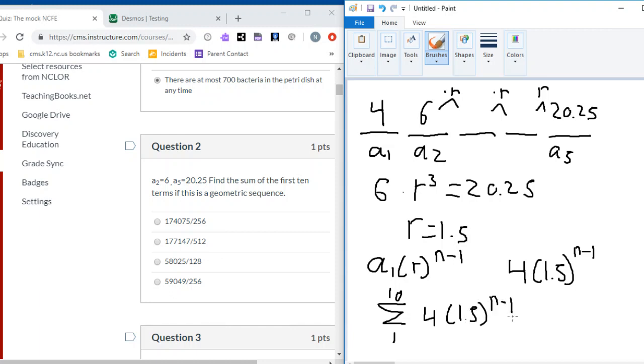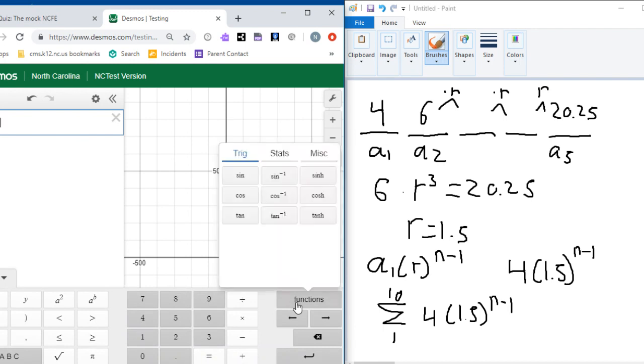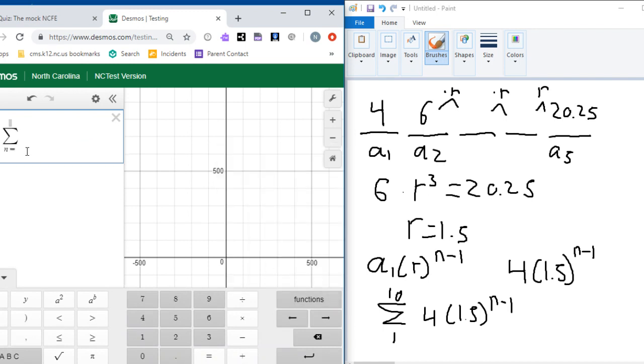So I'll pull up Desmos, pull up my calculator, go to functions, go to miscellaneous, create a sigma notation. n is equal to 1, up to 10.